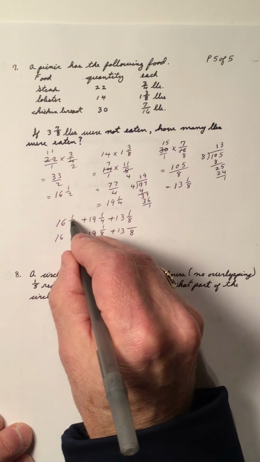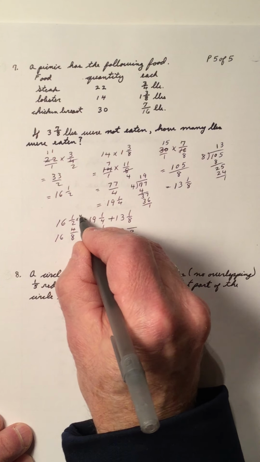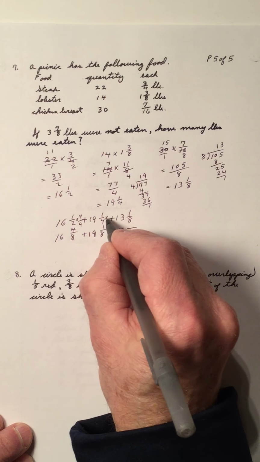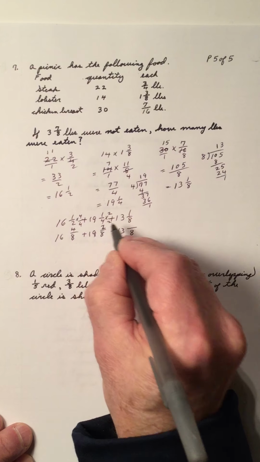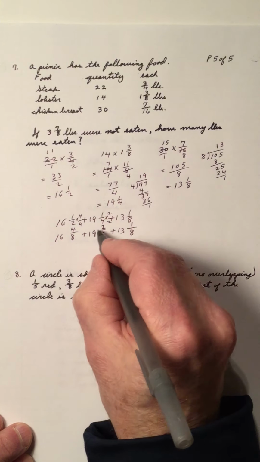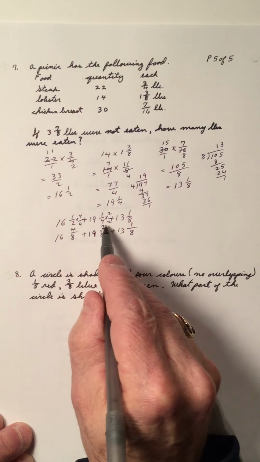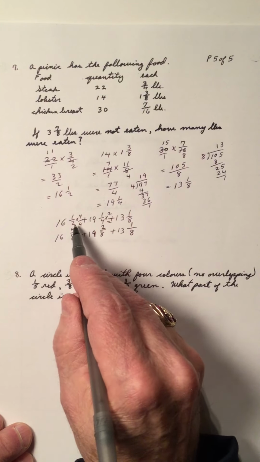So 1/2 is 4 out of 8, so you multiply by 4 over 4. 1/4, you multiply by 2 over 2, so it gives you 2 over 8. 1/8 is already the LCD, so we don't have to change it. So notice 2, 4, and 8, the LCD is 8.